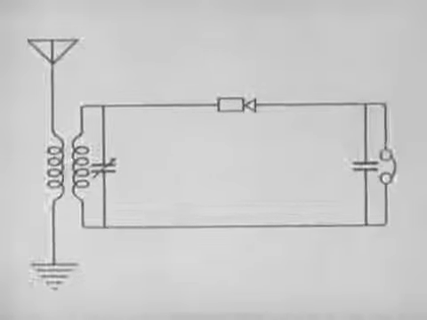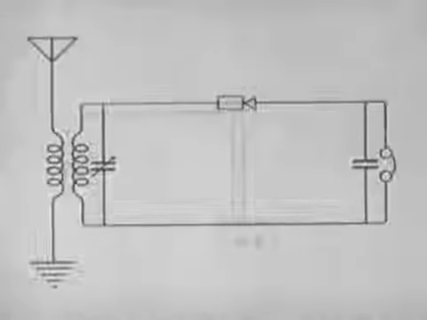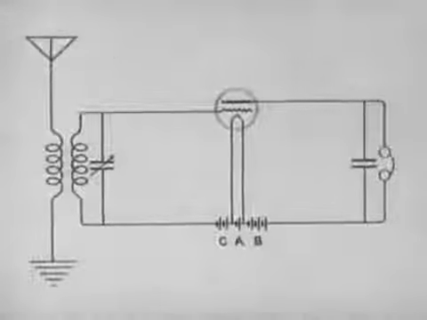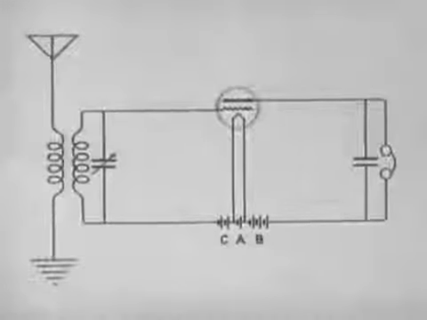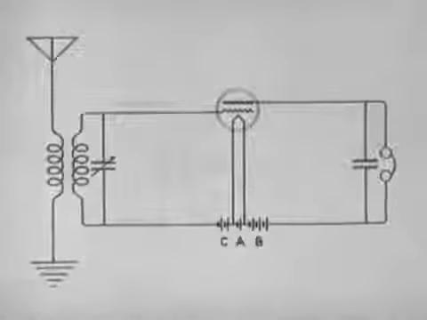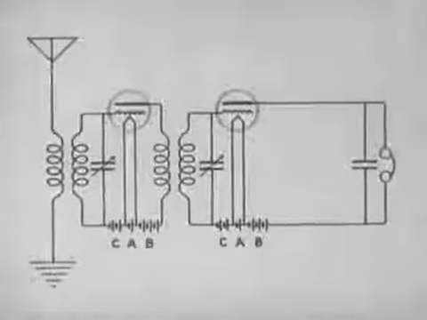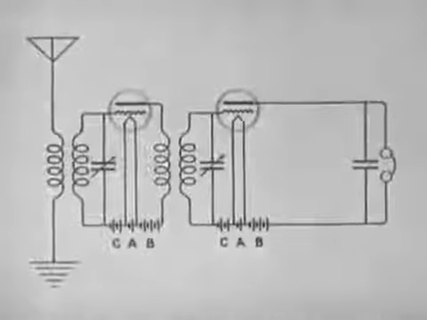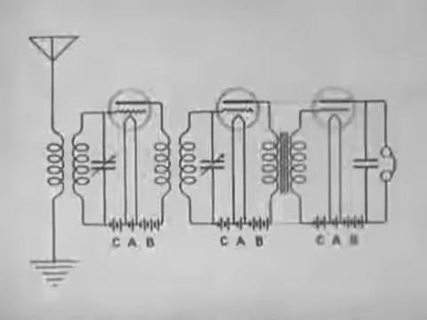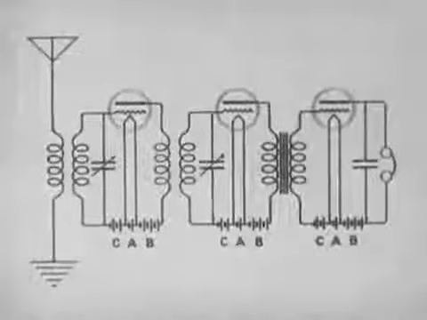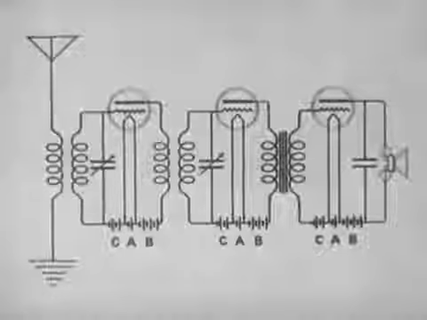The vacuum tube is more efficient than a crystal because it also acts as an amplifier. If we wish a louder signal, we may add a radio frequency amplifier ahead of the detector. A still louder signal may be obtained by adding an audio amplifier after the detector. We can now use a loudspeaker instead of headphones.